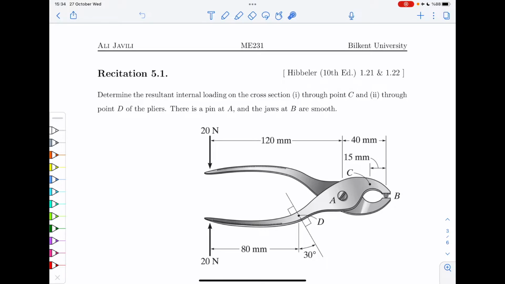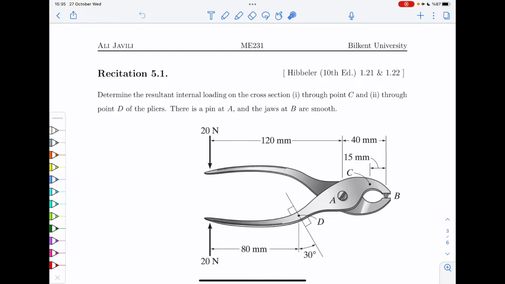Now, as a result of your applied force, you would get internal forces and moments in that plier, right? So you can imagine, if you push this thing too much, you're going to break it. So there is something happening inside it. And this question tries to analyze that. So basically what we want to do is to find internal forces and moments at this cross-section, so at C, and also internal forces and moments at point D, but with an angle of 30 on that cross-section.